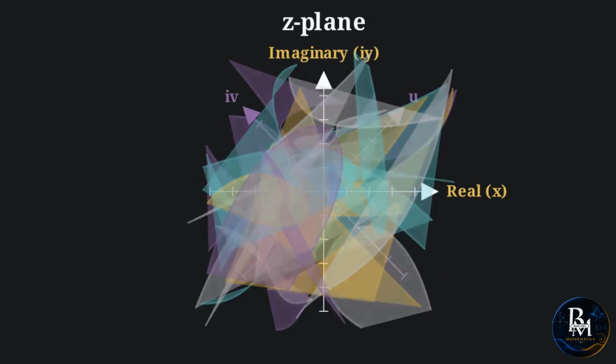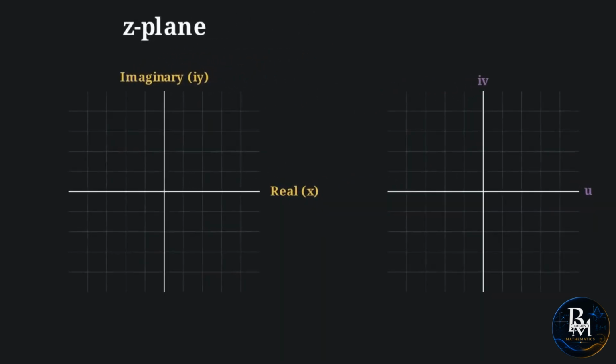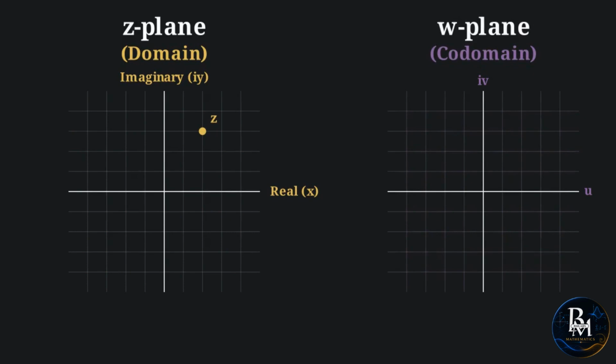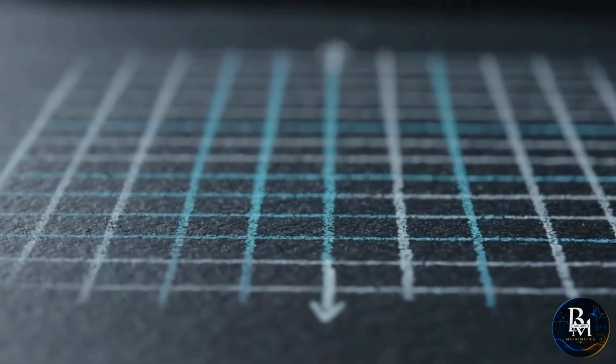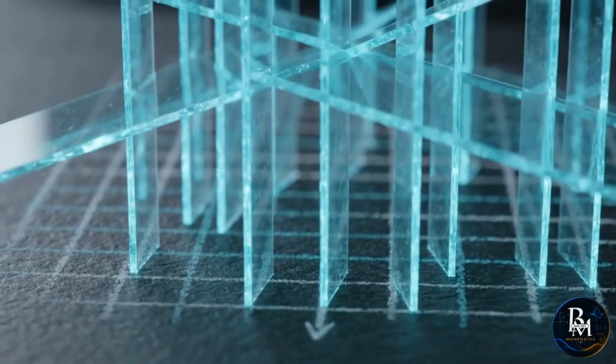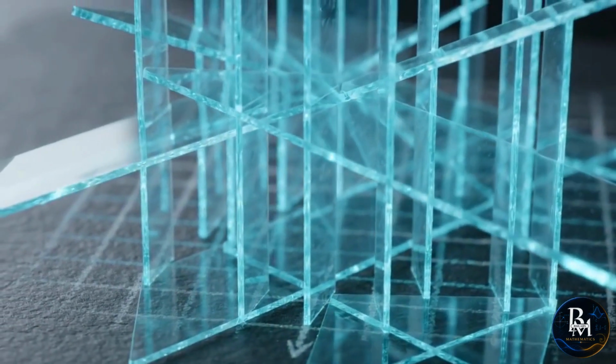To track a complex function, we must split the space into 2 side-by-side grids. On the left is the z-plane, the domain containing every input coordinate. On the right is the w-plane, the codomain holding the corresponding output coordinates. A complex function acts as a dynamic rule of transport, dictating the exact movement required to relocate a coordinate from the z-plane into the w-plane. By adopting this 2-plane framework, we can finally begin to visualize 4 dimensions of data through geometric movement.